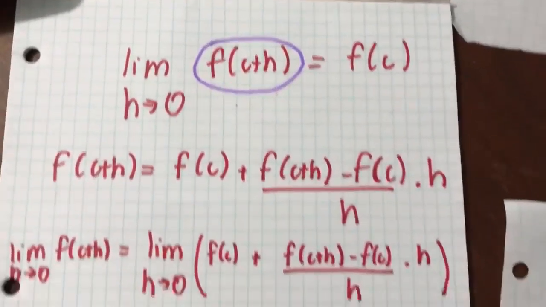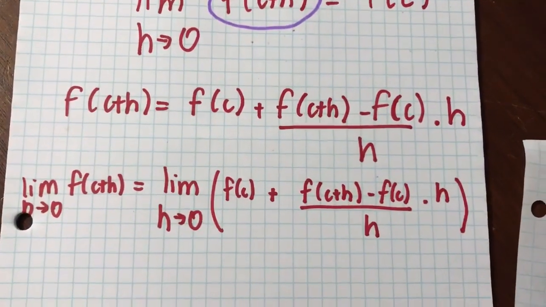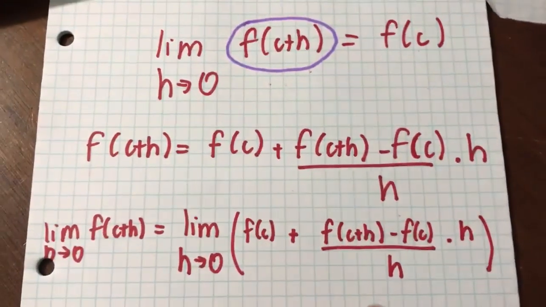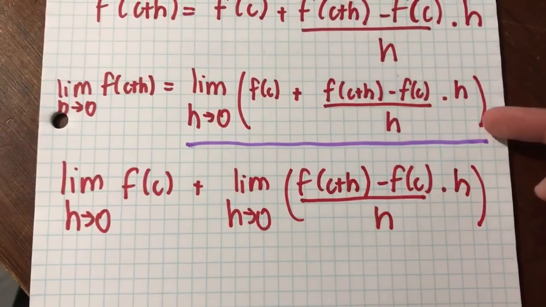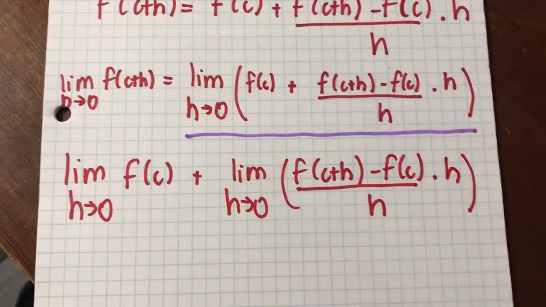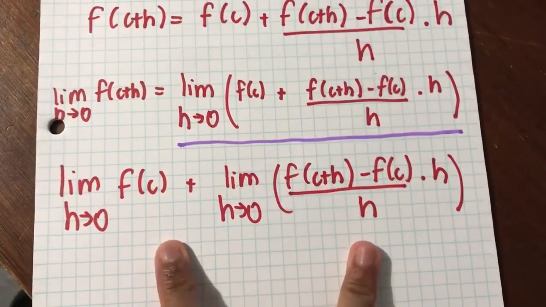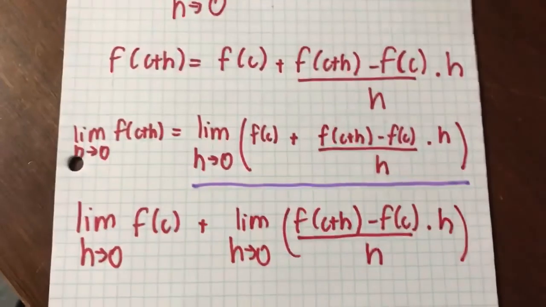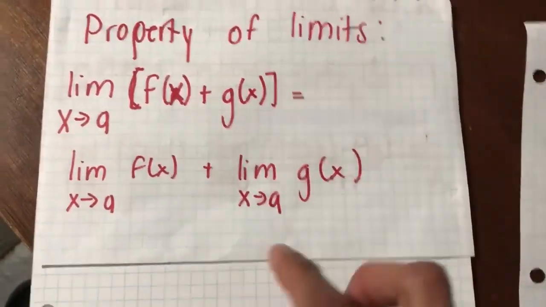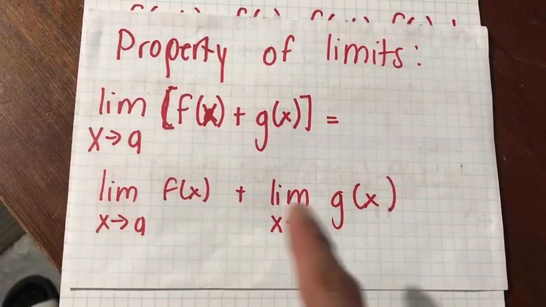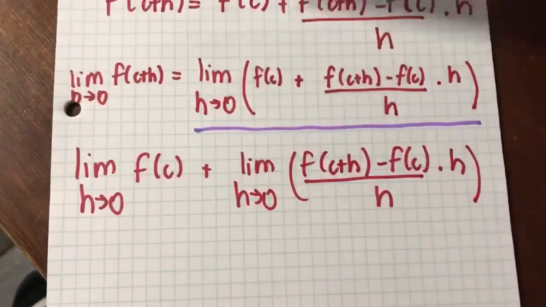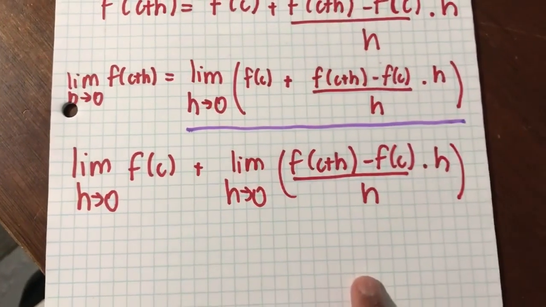Now we apply limits to both sides of the equation, and we're going to focus on this expression over here. Focusing on the underlying expression, we can separate it as follows, thanks to the property of limits that says that the limit of the sum of two functions is the sum of the limits of the individual functions. So we separate it as follows.